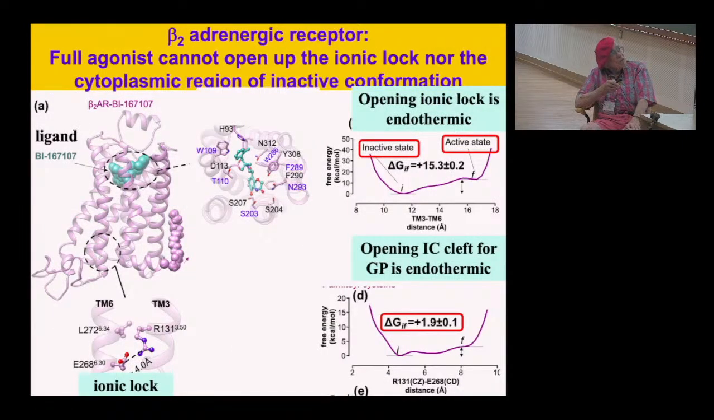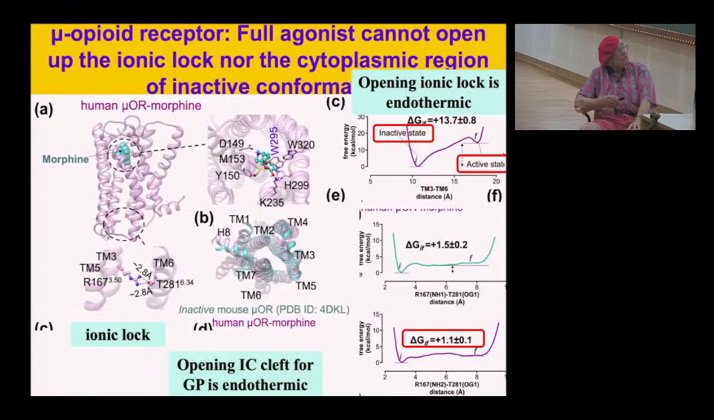So this is the beta-2 adrenergic receptor. This is showing that starting with the inactive form and binding the ligand, it can't open up the ionic lock. It's uphill 15 kilocalories to open up that ionic lock. So it can't do it. Without the G protein, no activation. And this is the mu-opioid receptor, showing that the full agonist cannot open it up. It's uphill 13 kilocalories to go to the activated state. So without the G protein, no activation.